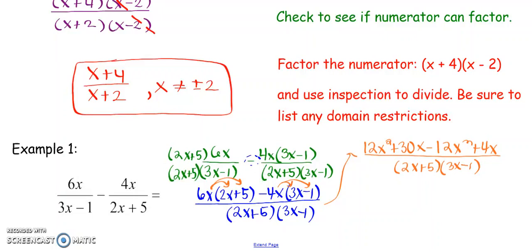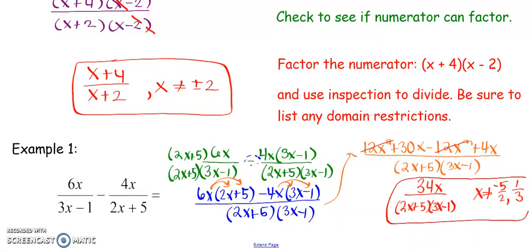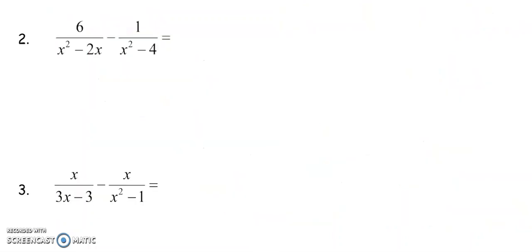So when we simplify in that numerator, see, combining like terms, those 12x squared are gone. We get 34x over 2x plus 5, 3x minus 1. So think of your domain restrictions. X cannot equal negative 5 over 2 or 1/3. Okay? So maybe you want to pause when you turn the page and see if you can try number 2 by yourself.